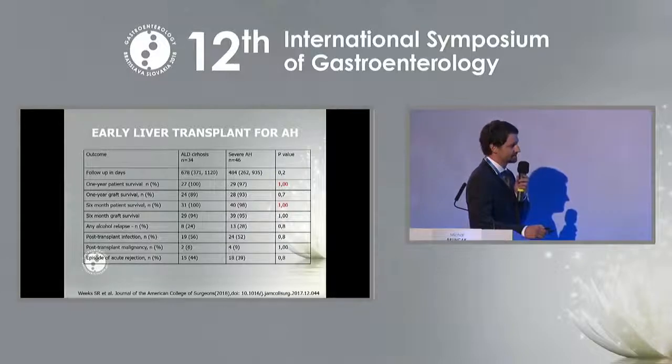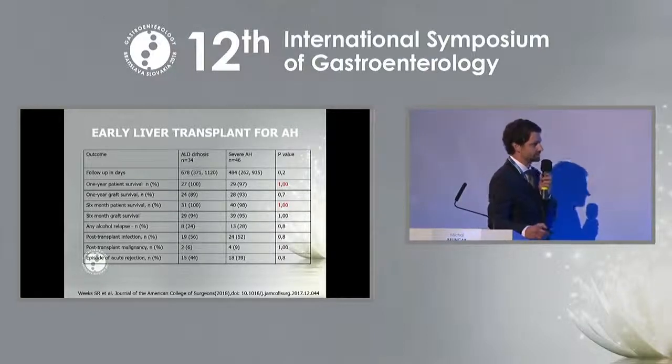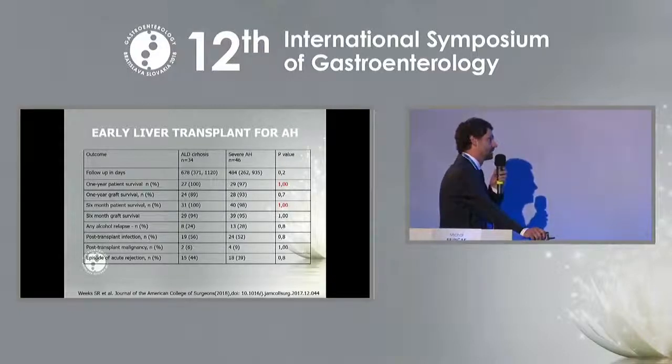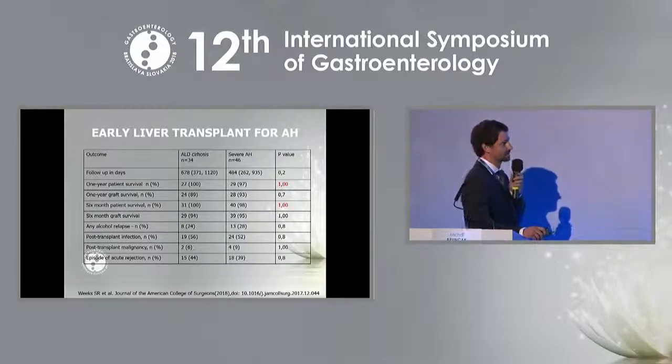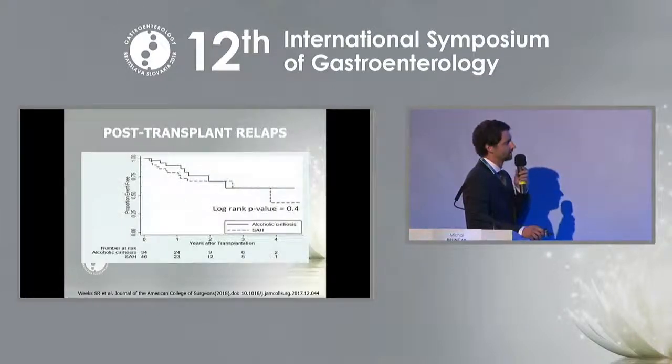Now, the recent study published this year is the largest study with early liver transplant for severe alcoholic hepatitis, including 46 patients, a retrospective study from Johns Hopkins Hospital, and again proving excellent outcomes. It's 97% 1-year survival, and there's no difference between severe alcoholic hepatitis patients and patients with ALD cirrhosis transplanted for regarding even the alcohol relapse rate. Followed these patients for 5 years now.